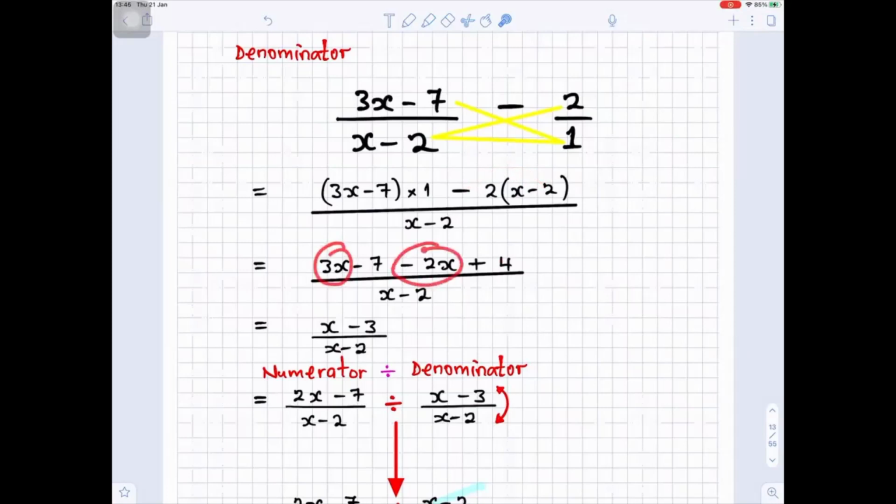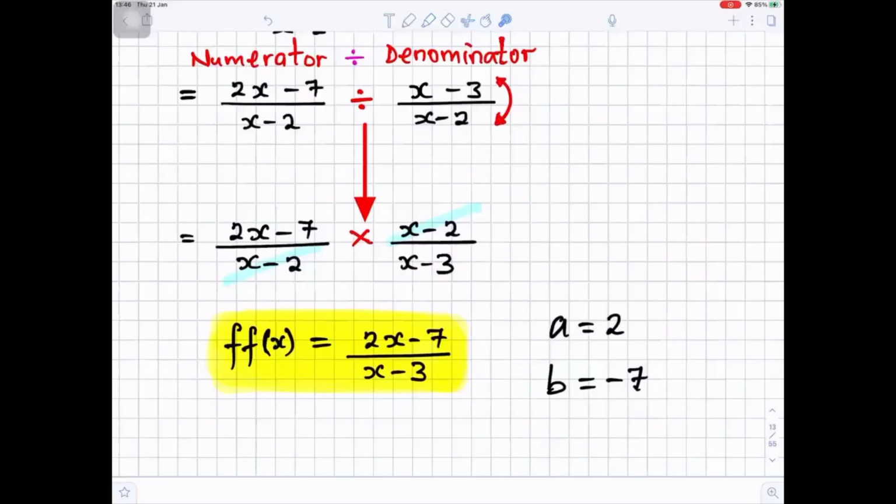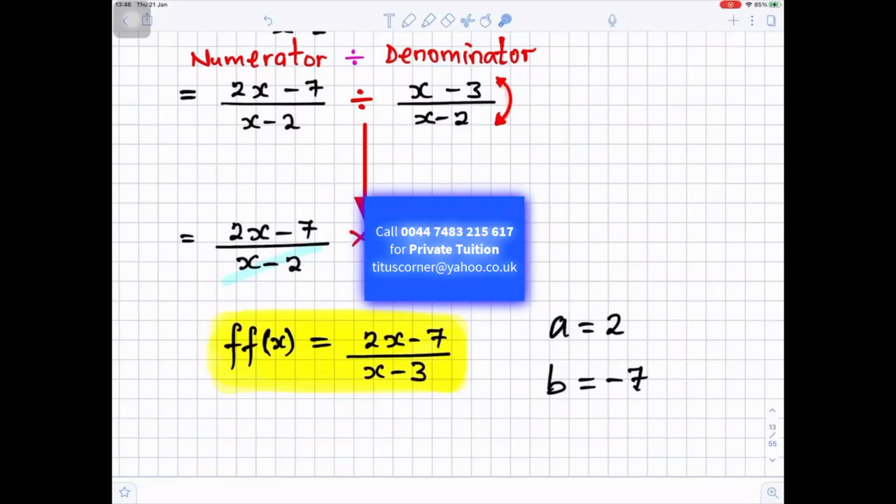3x minus 2x gives you x. Minus 7 plus 4 gives you minus 3. Now we'll put the numerator and the denominator together, so the numerator divided by the denominator. We change the divide to a times and flip the second fraction.